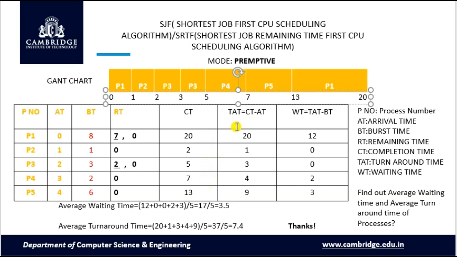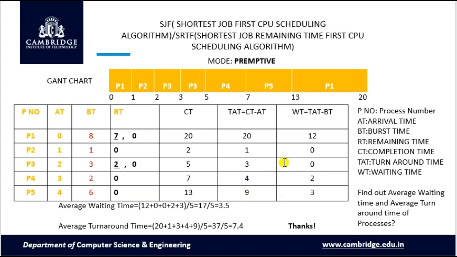Now how to find the turnaround time? Turnaround time is found by this formula, CT minus AT, that is completion time minus arrival time. Completion time of P1 is 20, arrival time of P1 is 0. 20 minus 0 is 20. Next P2, 2 minus 1 is 1. Next P3, 5 minus 2 is 3. Next P4, 7 minus 3 is 4. Next P5, 13 minus 4 is 9. Okay, this is how we find the turnaround time.